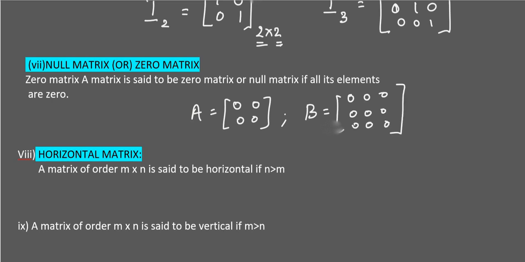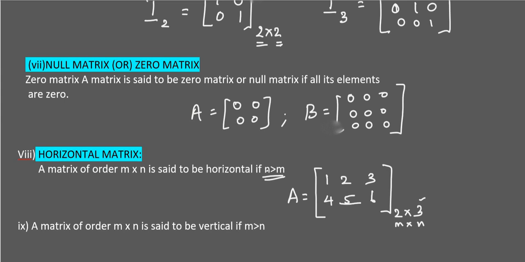Next, horizontal matrix. Horizontal matrix, n is greater than m. What is this m and n? m denotes the rows and n denotes the columns of the matrix. So the number of rows is less than the number of columns. 2, 3, 4, 5, 6. This is matrix A. This is of order 2 by 3. So m by n, n is greater than m. Then it is called a horizontal matrix.